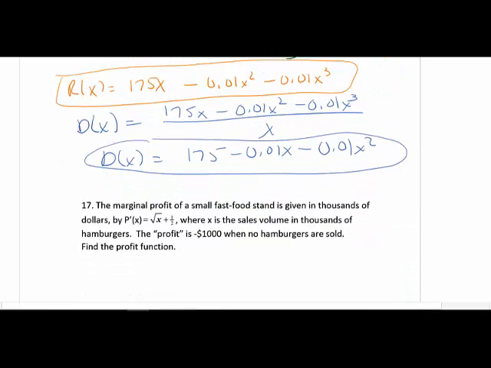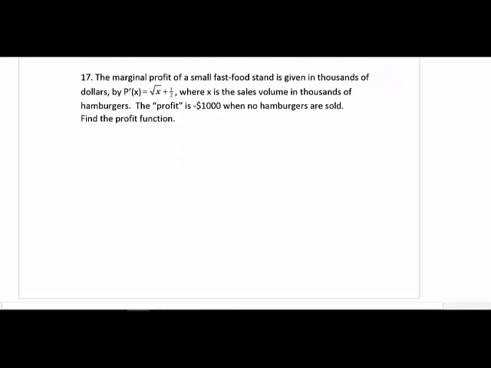So one more. Again, pause it anytime you need. 17, marginal profit of a small fast food restaurant given in thousands of dollars. That's important. Here's my profit function, or sorry, my derivative of my profit function. X is in sale volumes in thousands of hamburgers. My profit is a negative 1,000 when no hamburgers are sold. So just as a reminder, the C for a profit function is always a negative the fixed cost. So this actually tells me my fixed costs were $1,000. That's just helpful because it's going to be presented to you in a different format.